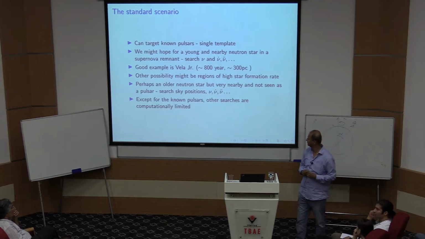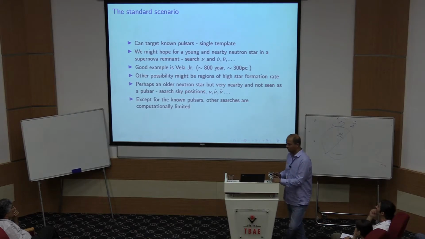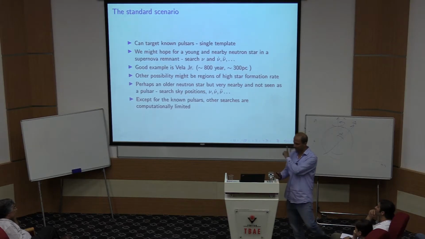Excuse me, this Vela Junior, is it the known Vela pulsar, which also emits gamma rays at 89 milliseconds? No, it's not that one, no. This is Vela Junior, we don't know the frequency. So Vela is a different one. Vela Junior is different.